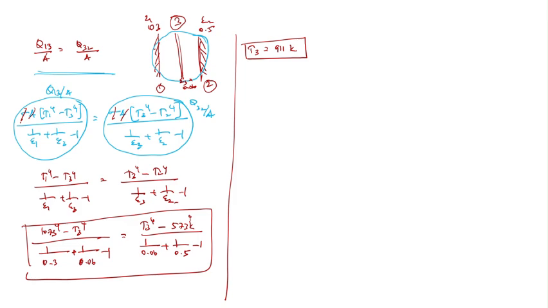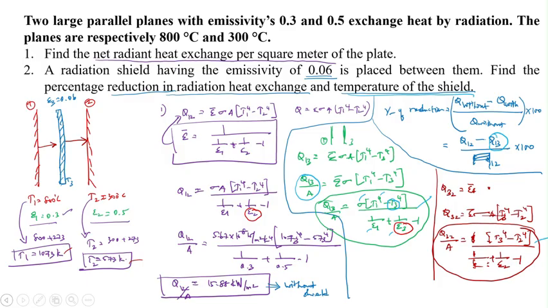So here one term is given in the question: the net radiant heat exchange and temperature. The temperature of the shield we can find, that is T3. So T3 is equal to 911 Kelvin. We found the temperature. Then how can we get the percentage reduction?